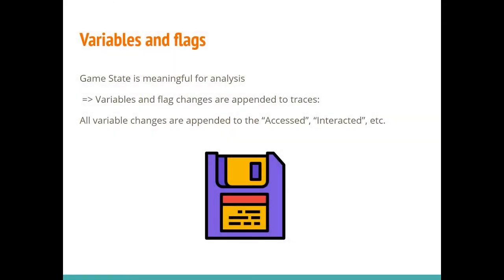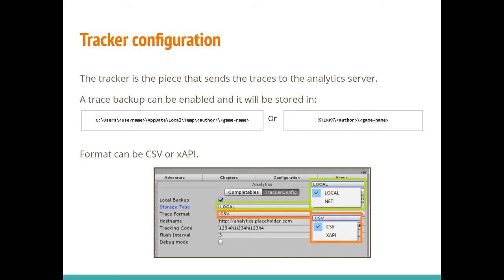Knowing the game state can be very useful for analysis. Hence, in uAdventure, variable changes that happen due to user actions are appended to the action trace. Lastly, the tracker, that is the piece that sends the traces to the analytics server, can be configured to be local or online, to have a backup and to format the traces either in xAPI or CSV.